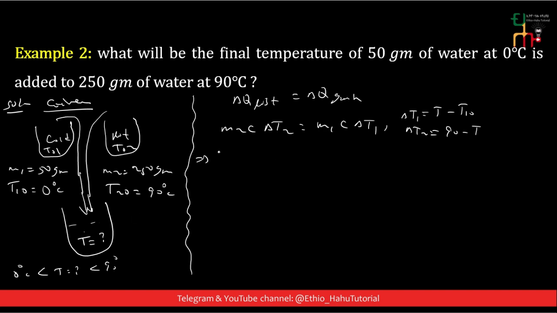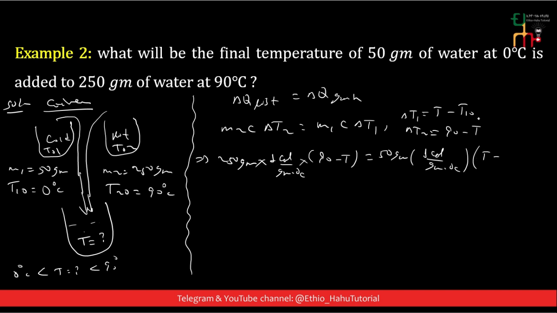This implies M2 is 250 grams times they have the same specific heat capacity, C, 1 calorie per gram per degree Celsius, times delta T2. Delta T2 is 90 minus T. This is equal to M1, which is 50 grams, times C, 1 calorie per gram per degree Celsius, times delta T, which is T minus 0.